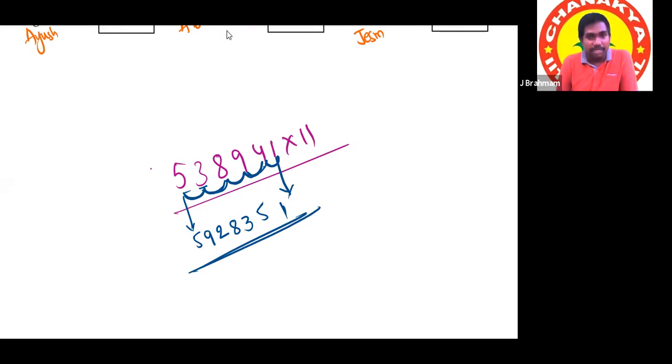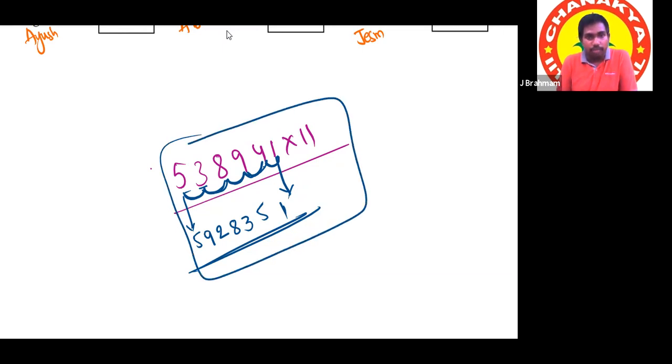We have added digit by digit only, as we have done additions, right? See how we got this method and how we are able to do this method in this way only.